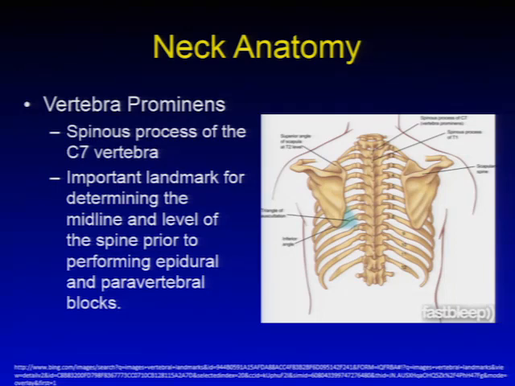Next, in discussing neck anatomy, we will review the importance of the vertebra prominens. The vertebra prominens is the spinous process of the C7 vertebra. It is an important landmark for determining the midline and level of the spine prior to performing epidural and paravertebral blocks.